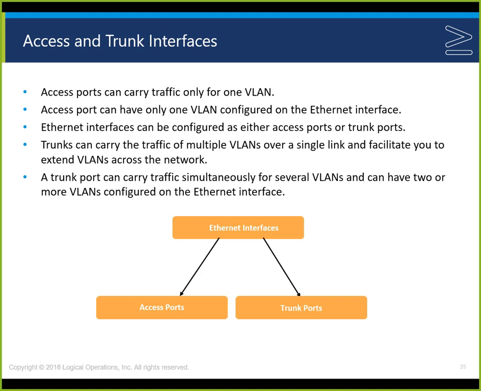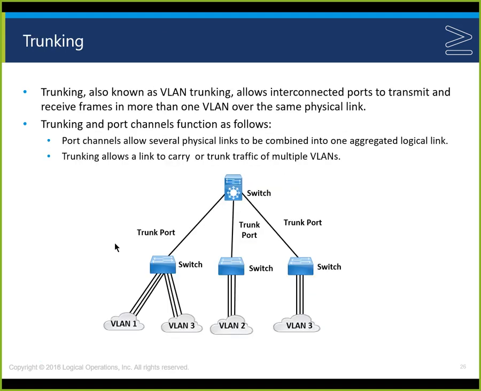Trunks carry the traffic of multiple VLANs over a single link. We've talked about that, hopefully seen that, and done some labs to configure it. A trunk port can carry traffic simultaneously for several VLANs. It can have two or more VLANs configured on the Ethernet interface, the trunk port itself. And then we have the Ethernet access ports and trunk ports, with switchport mode trunk and switchport mode access for these things.